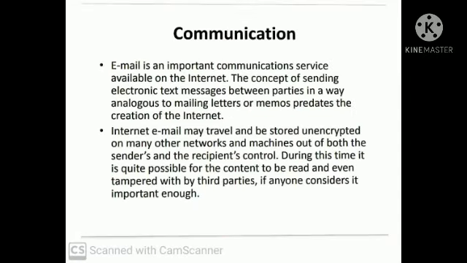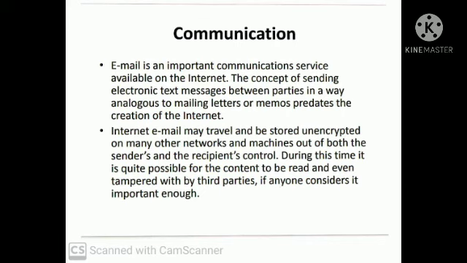Then communication. Email is an important communication service available on the internet. The concept of sending electronic text messages between parties in a way analogous to mailing letters or memos predates the creation of the internet. Today, it can be important to distinguish between internet and internal email systems.